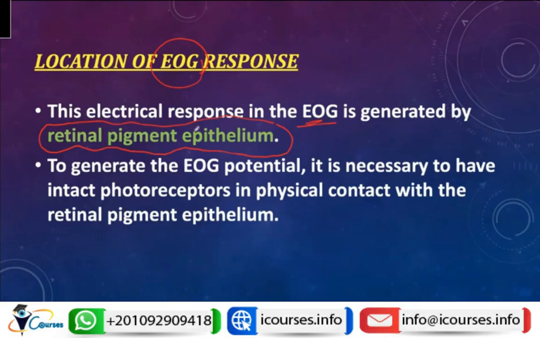Also, if there is no contact between the RPE and the photoreceptors, again the EOG is abnormal. For example, if there is retinal detachment and the neurosensory retina is separated from the RPE. So although the RPE is normal, there is no normal communication between the RPE and photoreceptors in order for the electrical impulse to reach the electrode and to be recorded. So physical contact between the RPE and photoreceptors is mandatory for this response to be normal.